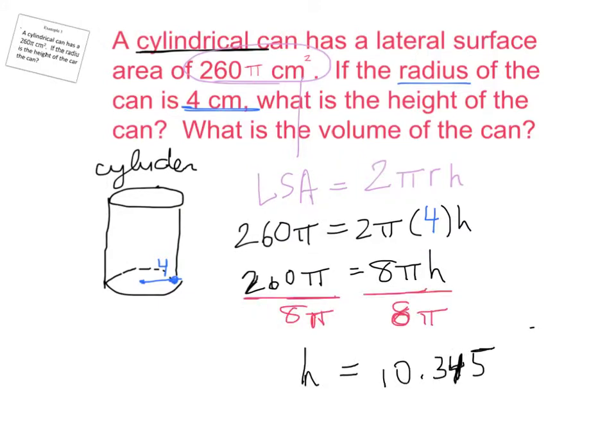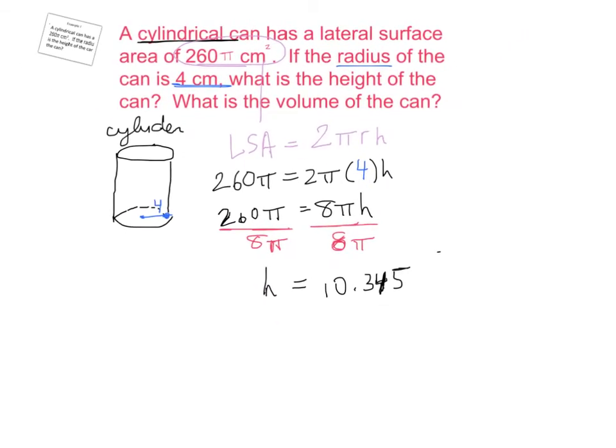And I got h is 10.345. That is the first question down. What is the height of the can? Check. Alright, next up, volume. So I'm dealing with what shape? Cylinder.